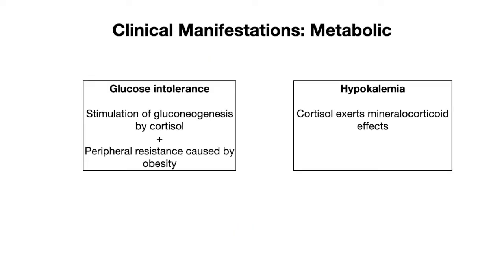Let's now talk about some of the metabolic abnormalities that you find with Cushing syndrome. As a result of the excess cortisol, patients will have glucose intolerance, and this is because cortisol stimulates gluconeogenesis, and then you also have peripheral insulin resistance caused by obesity. Patients can also have hypokalemia on labs, and this is because cortisol can actually exert mineralocorticoid effects, so aldosterone-like effects, and lead to this potassium wasting.